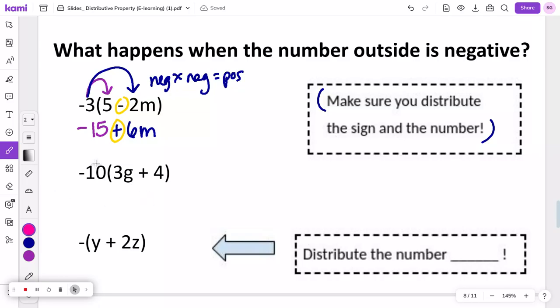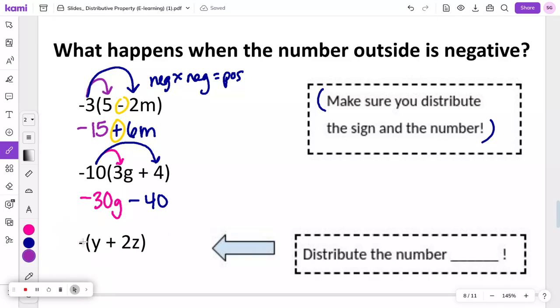For the second one, you're distributing negative 10 with 3g. That gives you negative 30g. And then negative 10 times 4. I know negative times positive gives me negative, and 10 times 4 is 40. So we get negative 30g minus 40.